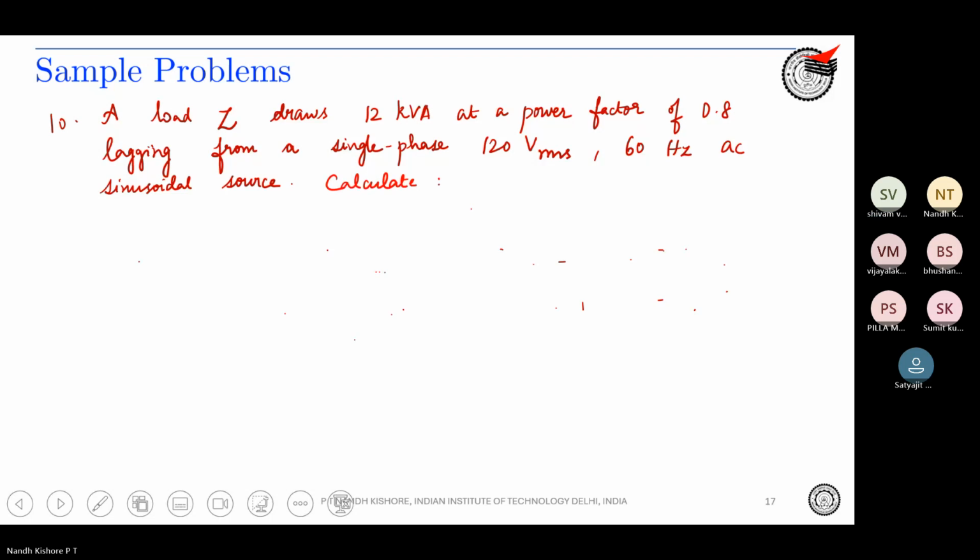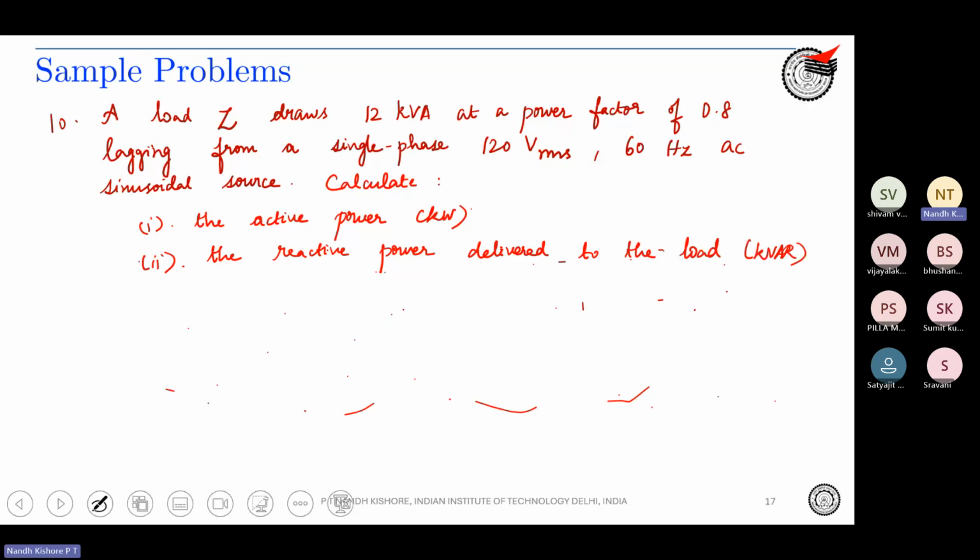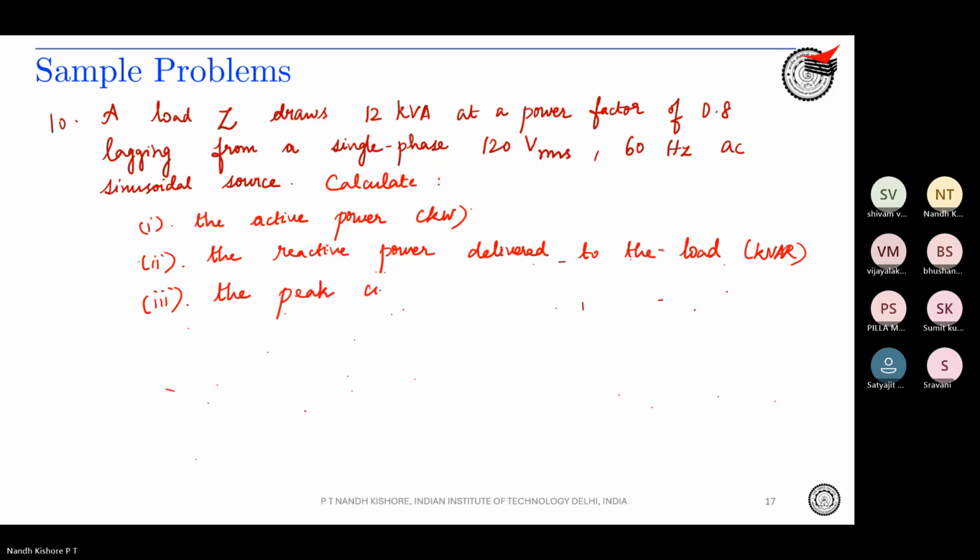Calculate, this is a simple problem. Calculate the active power in kilowatt, the reactive power delivered to the load in kilovolt ampere reactive, and the peak current in amperes.